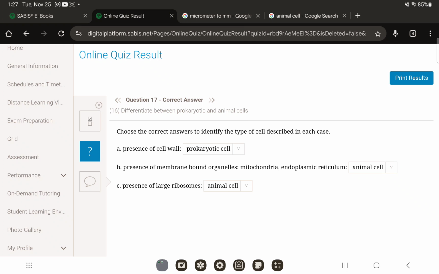And then presence of membrane-bound organelles, mitochondria, endoplasmic reticulum, are animal cells. Presence of large ribosomes, animal cells. So, yeah. Ribosomes are generally larger in animal cells than other cells, I guess. And then for the second one, membrane-bound organelles, mitochondria, and endoplasmic reticulum, animal cell.